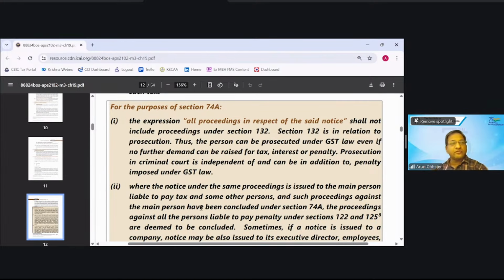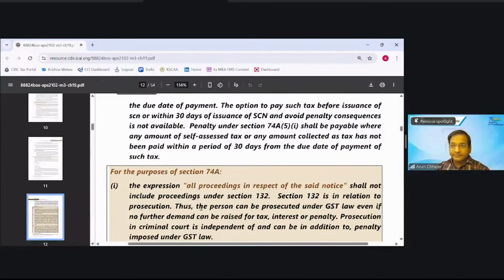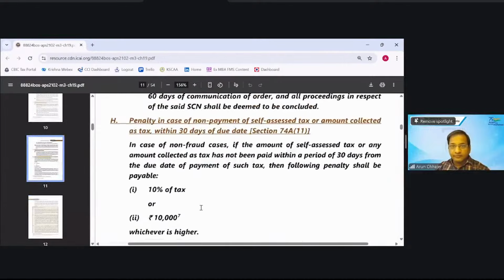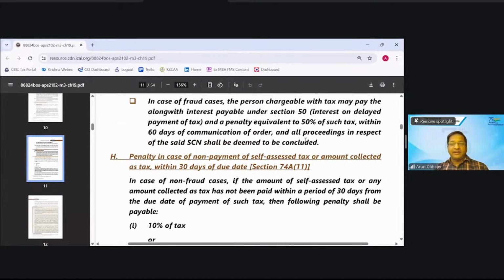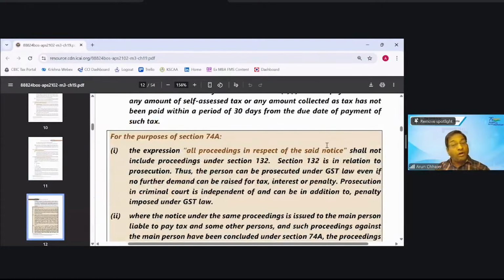क्या है section 132? 132 related to the prosecution, means जहां पर जेल होती है, जहां पर टैक्स पेयर को जेल हो सकती है. What are the cases, we will discuss, but in that cases 132, see, एक सेकेंड, हाँ, ये वाला वर्ड, all proceeding in respect of the said SCN shall be deemed to be concluded. all proceeding का मतलब क्या? all proceeding का मतलब all, but उसमें 132 इंक्लूड नहीं होगा. What is 132? 132 talks about power to arrest.